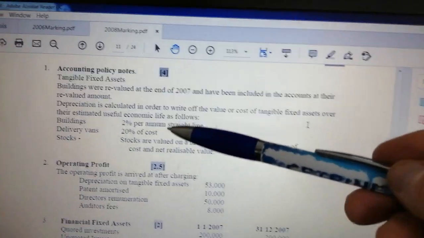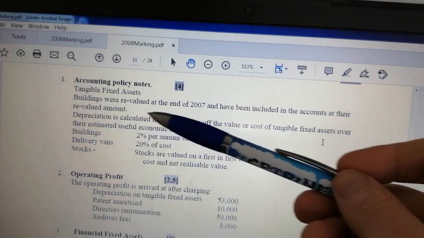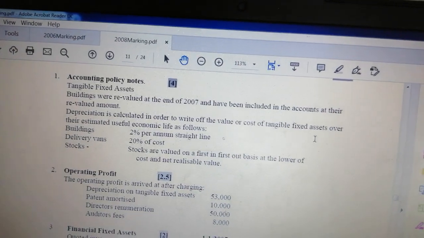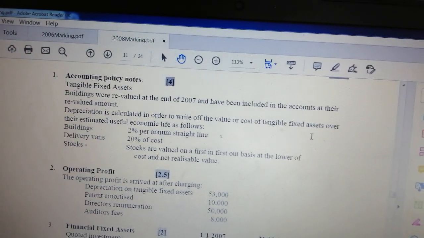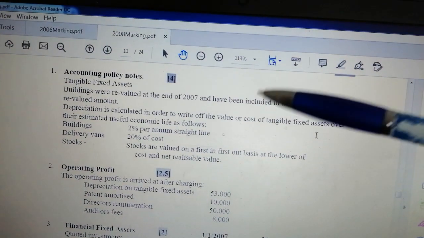There's usually another short line that goes in after this as well. It's about the vehicles being included at cost price, but we'll see that in another example in a while. I would always put that in also.